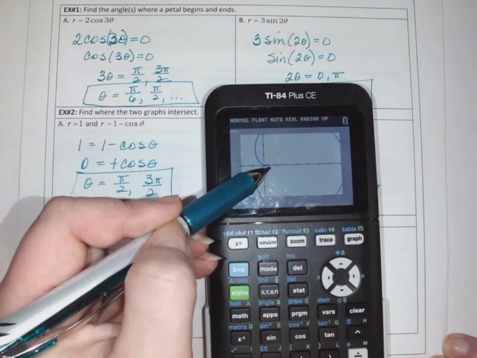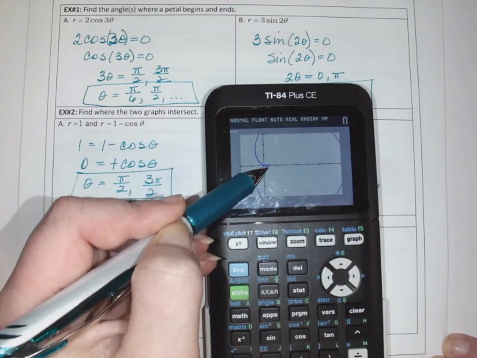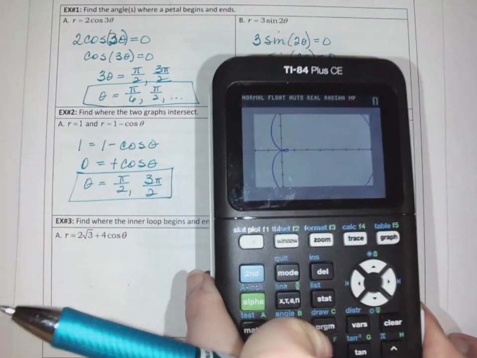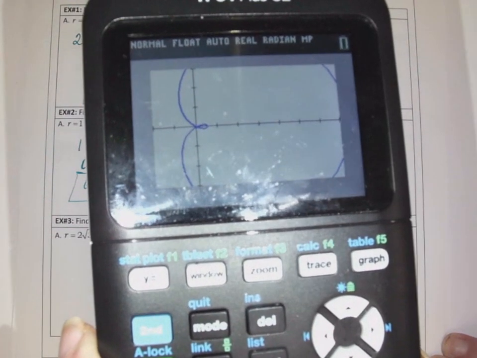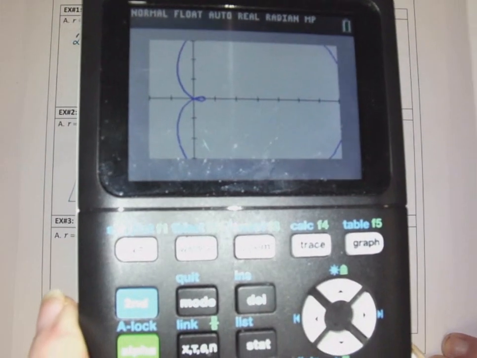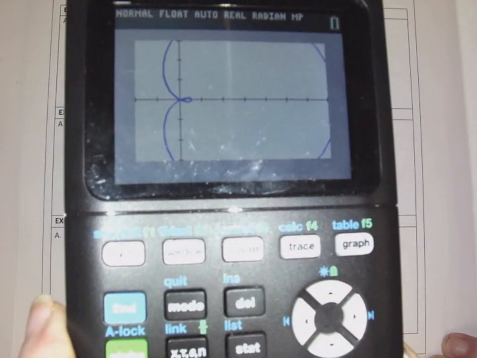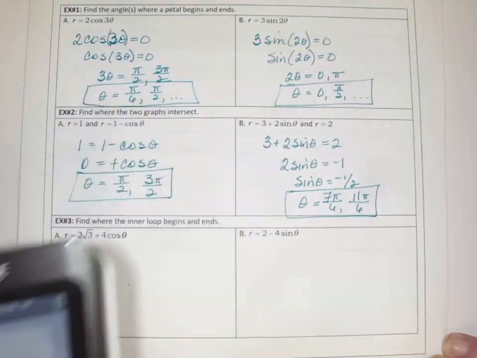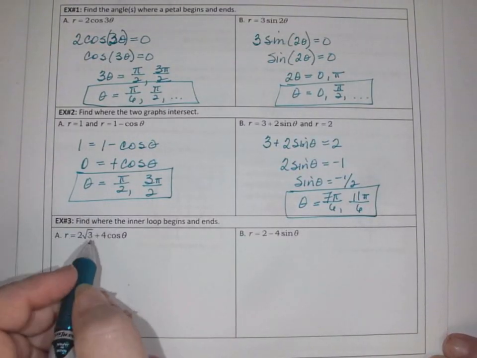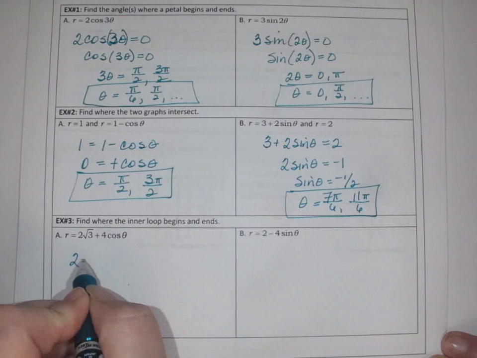Okay, so if I graph it, can you see that little inner loop in there, that little hole? I know it's hard to see. I'll move it closer. See that little hole in there? That's what we're looking for, okay? We're going to look for where that begins and ends. So again, that begins and ends when the radius is 0.